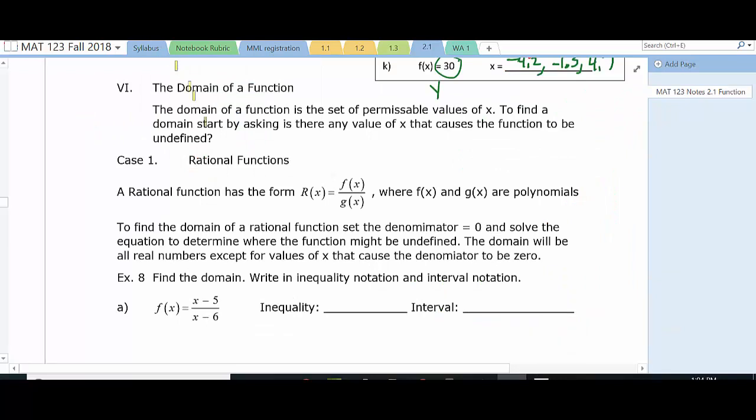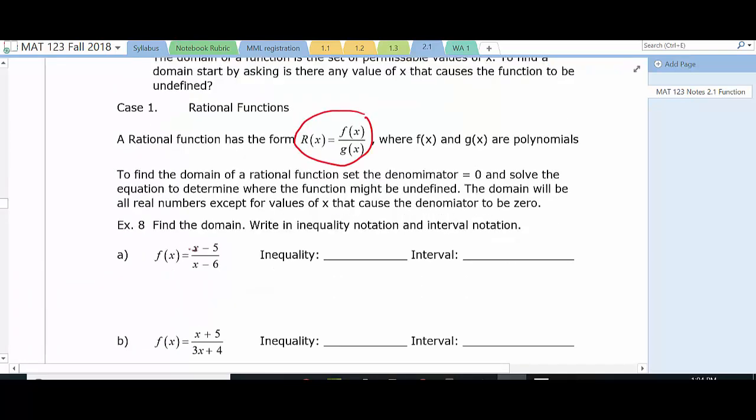Is this idea of domain of a function, which we've talked about what that is, but now we're going to look at: I give you a function and then you've got to figure out what the domain is. So we're going to focus on certain kinds of problems. We're going to focus on what's called a rational function, like this example, x minus 5 over x minus 6. You have a fraction, a polynomial in the top and a polynomial on the bottom.